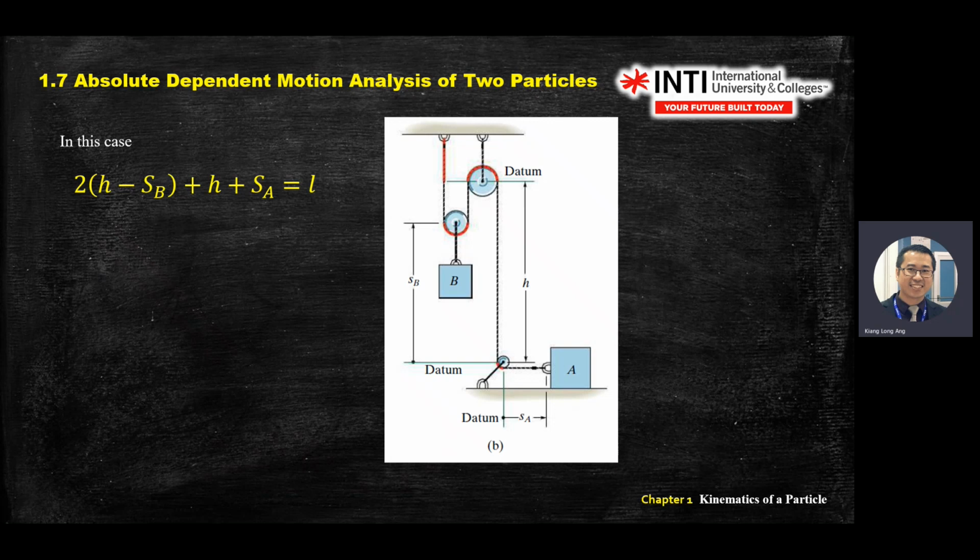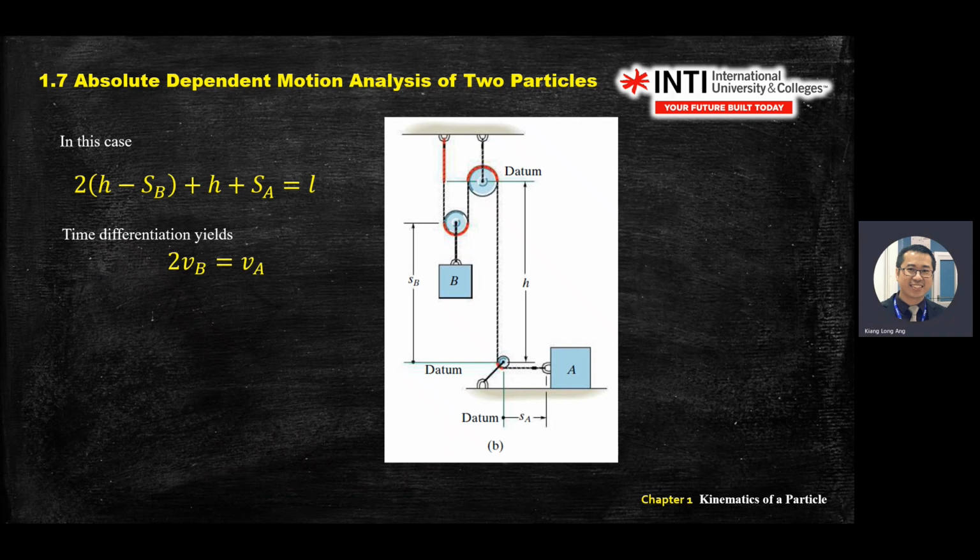So same, first step, total length. You take this one, but you cannot directly take SB anymore. You need to take H minus SB to get this length. So we have 2 times H minus SB, makes sense. Then H, then plus SA. You get a different total length equation if you change the datum. Then you need to rearrange this one. Then the next step is to do time differentiation, get velocity and acceleration.